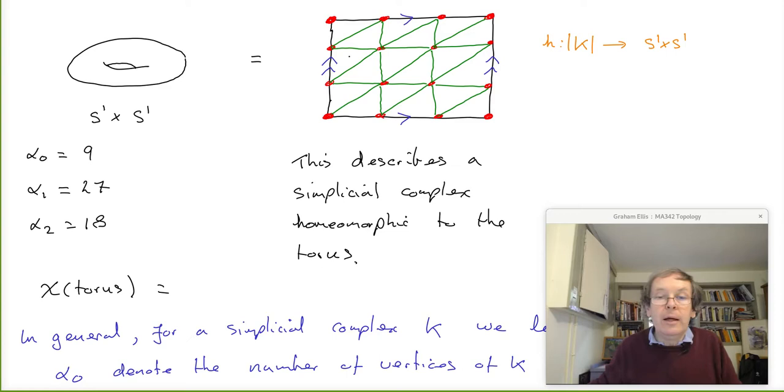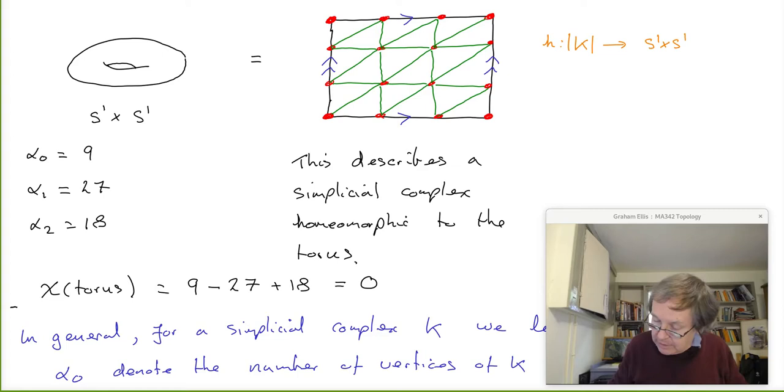For the given triangulation, count the number of vertices, subtract from it the number of edges, add to it the number of two simplices, subtract from it the number of three simplices, but in this simplicial complex there are no three simplices, so everything else is zero. So I just get that. 9 minus 27 plus 18 is zero. So after all that, we've calculated the Euler characteristic of the torus.